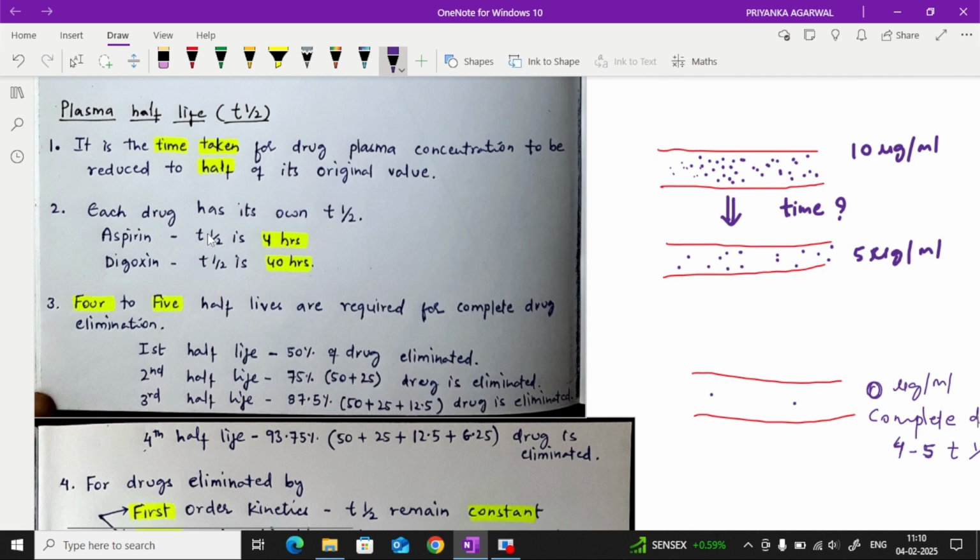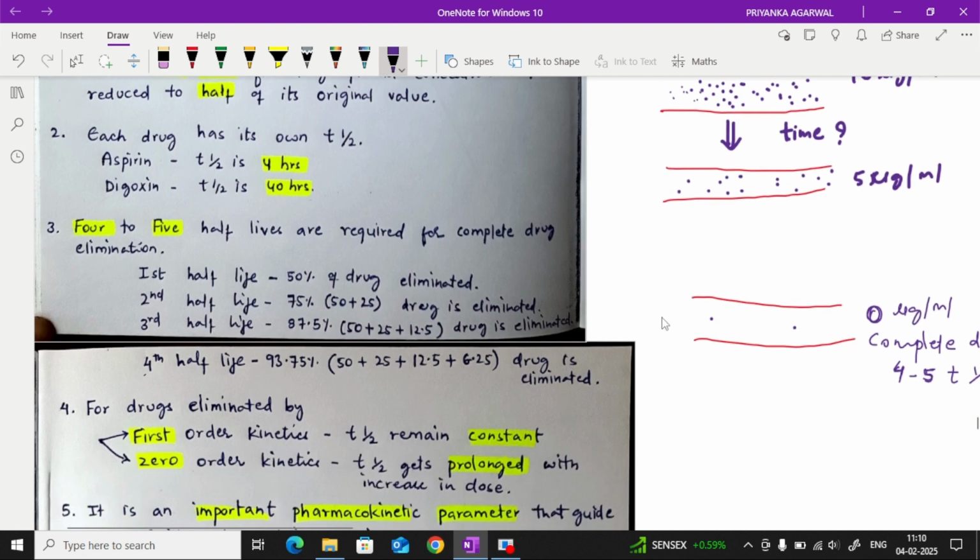Now each drug will have its own T half. So aspirin, for example, will have its own T half. Digoxin, which is a drug acting on the CVS, will also have its own T half. Okay. So for aspirin it is 4 hours and for digoxin it is 40 hours. Now there is one more very interesting fact.